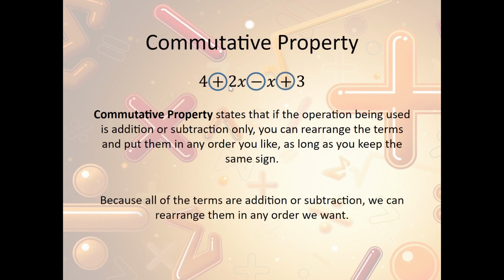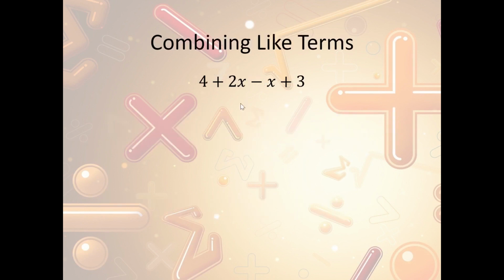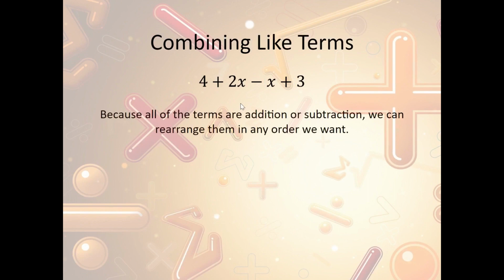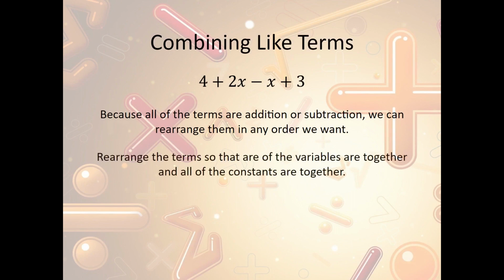So let's go ahead and put the x's out front and the constants at the back. Because we have addition or subtraction for all of them, we can arrange them in any order we want. So we're going to take 2x and write that out front, and we'll write minus x out front, and then we'll move 4 to the back with the plus 3.